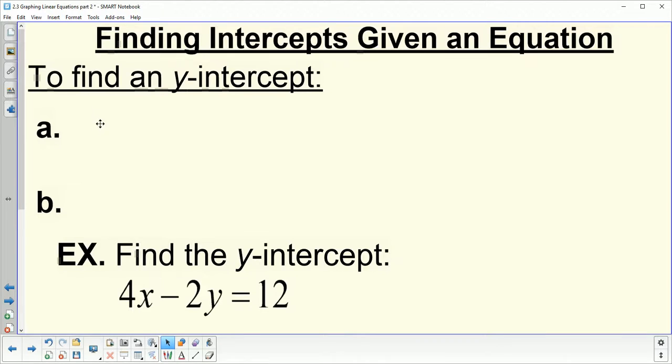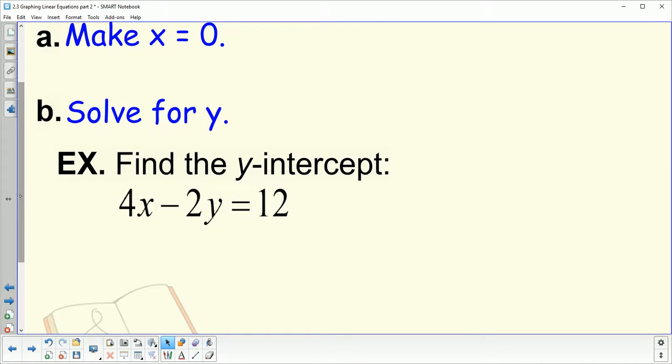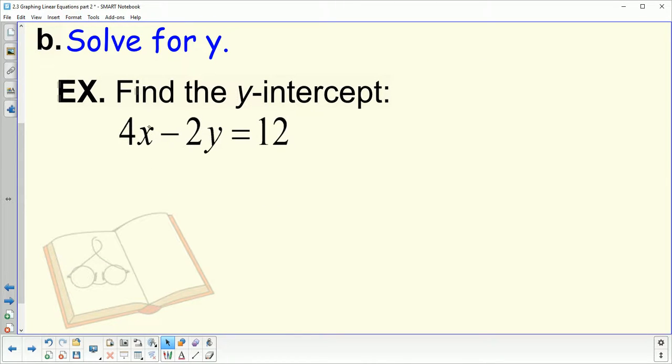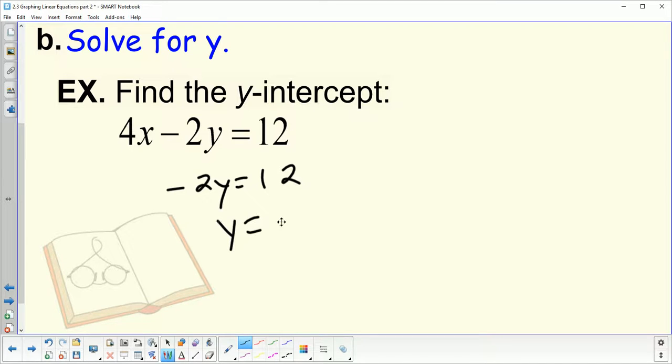Vice versa, then, to find the y-intercept, we start by substituting 0 in for x. We make x 0, and this time we're going to solve for y. Same kind of thing is going to happen. Now, this first term, the x term, is going to cancel out. Don't forget to bring down the negative in this case for that -2y equals 12. Divide both sides by -2. We get y is equal to -6. So that tells us our y-intercept is at (0, -6). Don't forget, x is always 0 in this one.